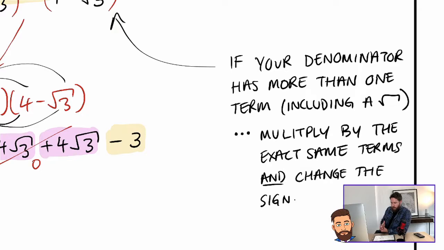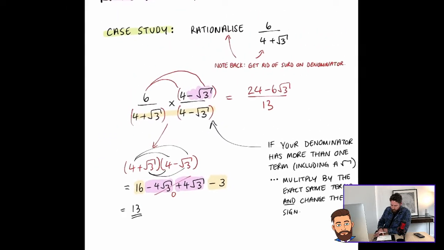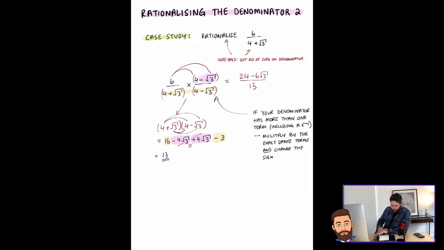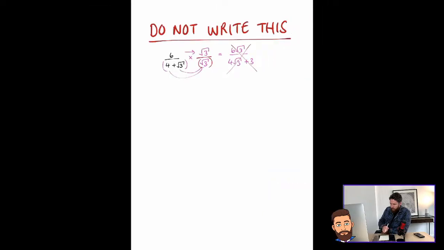You've got the same problem where you have two terms on the bottom, you times by the same exact two terms, you just flip the sign. So if it's a plus, you change it to a minus, and if it's a minus, you change it to a plus. Okay? So, very, very similar, just an extra step involved. If we look at the next question, we can see some examples.